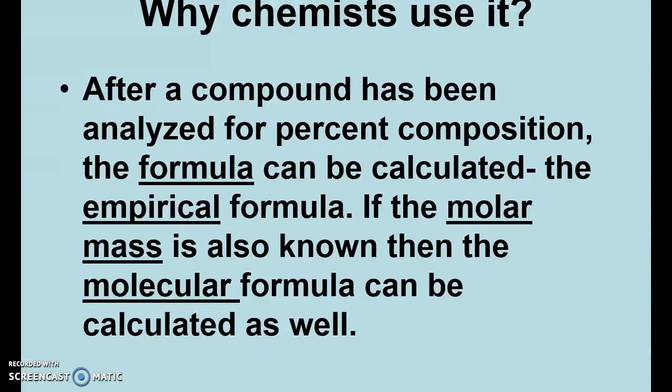So chemists use empirical formula when they are able to analyze a compound for its percentage composition. They know what percentage of the compound by mass is each element. It can then find the empirical formula. And if the molar mass of the compound is known, then it can also be used to find the molecular formula as well. And so this is a very common practice experimentally to take some data and try to find both the empirical and the molecular formula of an unknown compound.